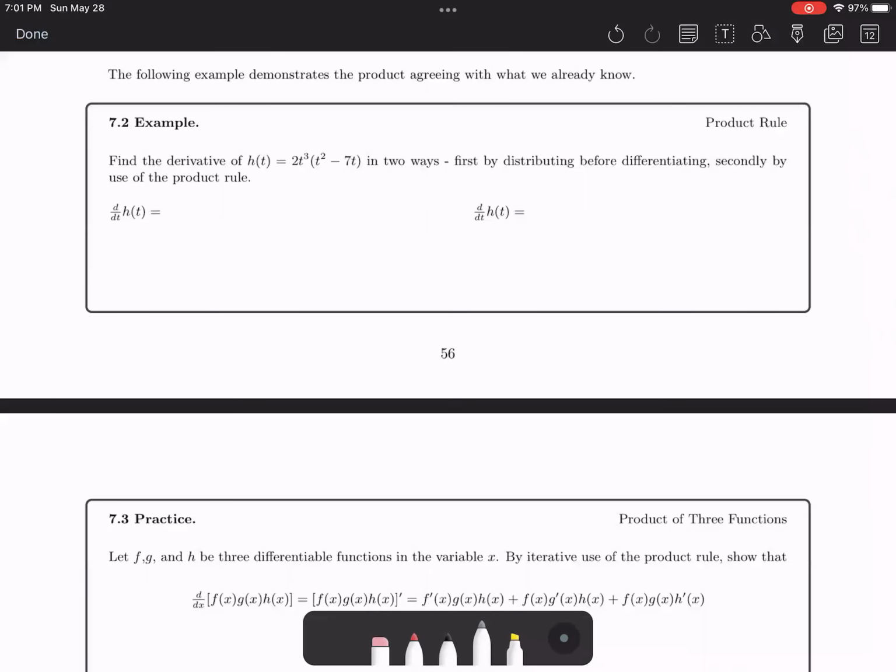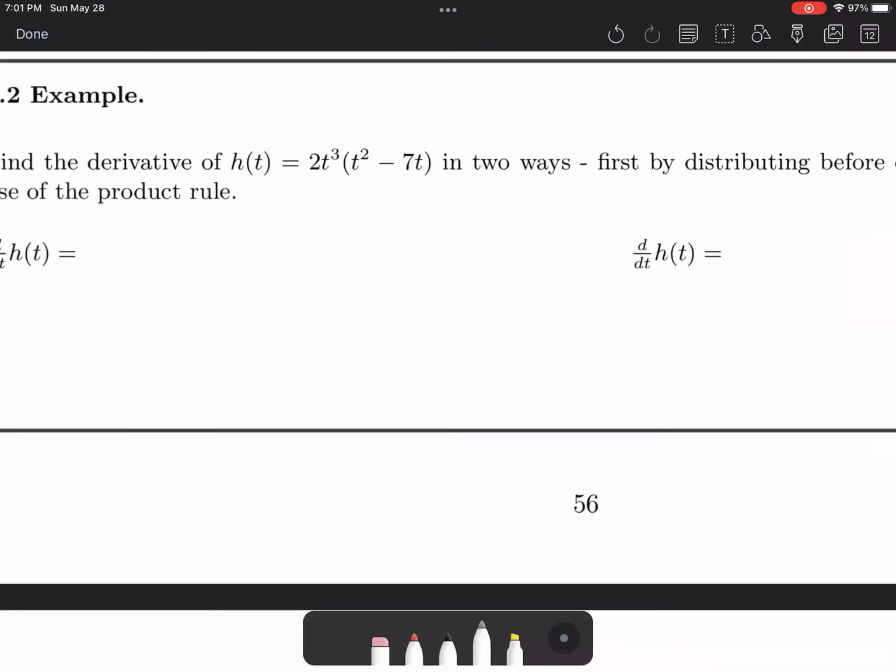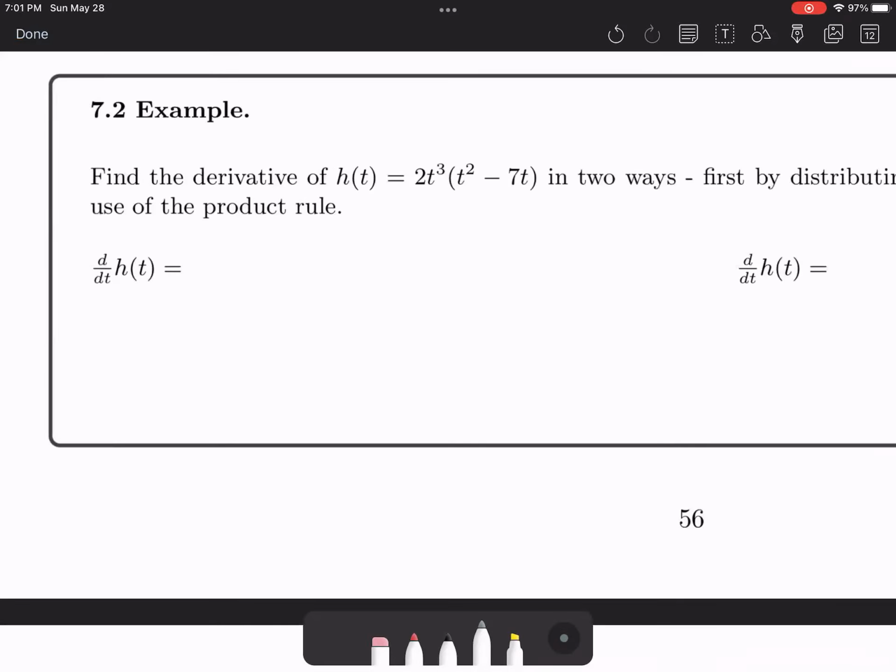All right, let's do this example. Find the derivative of h of t, defined there. It's a fifth degree polynomial. We'll do it in two ways. First, by distributing before differentiating, and secondly, by use of the product rule. If we give ourselves a new rule, it's probably best to test it out on something that we know we can do without the rule and make sure that everything checks out. We get what we would expect.